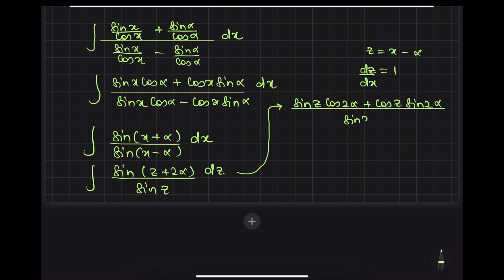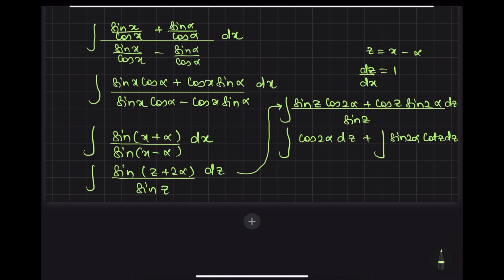sin z. Now can I break this question into two questions? So we will have the integration of cos 2 alpha dz plus sin 2 alpha cot z dz, right?